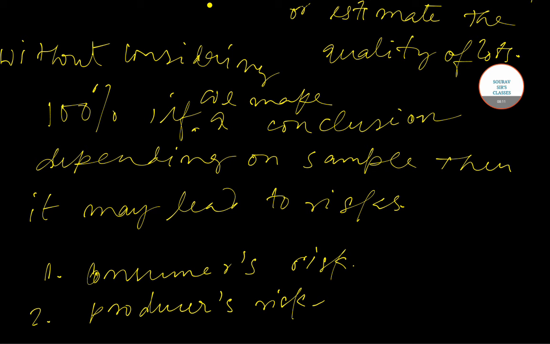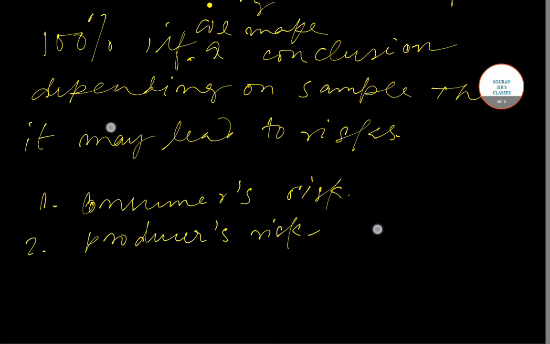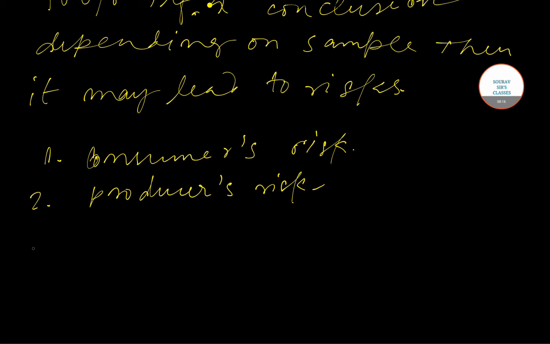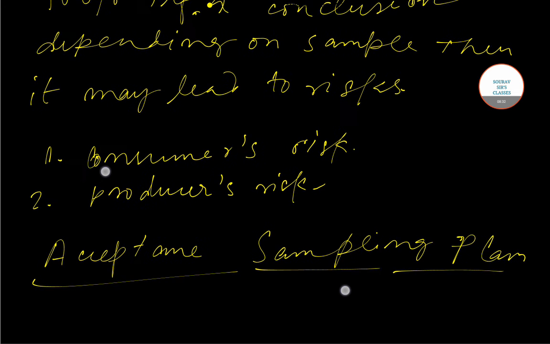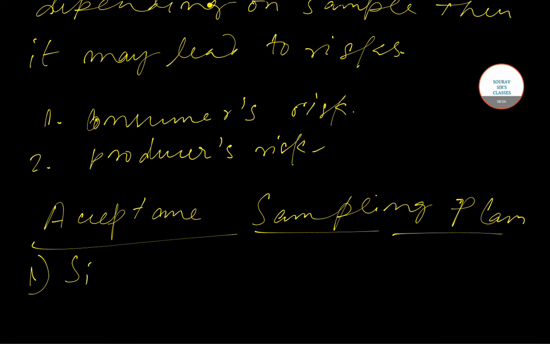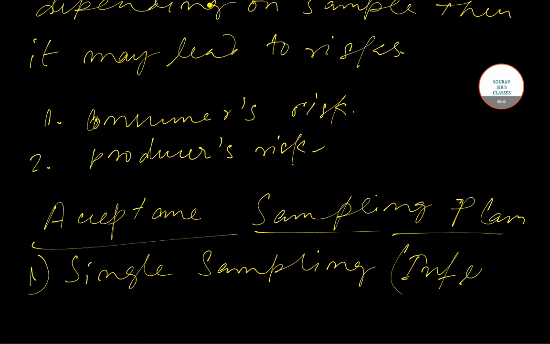Now we will talk about several acceptance sampling plans. Let's see how they plan the sampling for acceptance sampling. Acceptance sampling plan mainly depends on three types of plans. One is single sampling plan. Here the inference is made depending on only one sample.